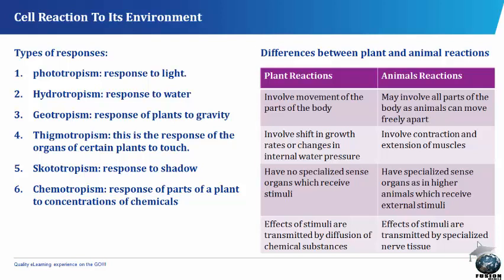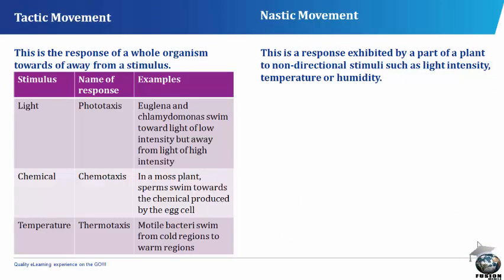And lastly, in plant reactions, effects of stimuli are transmitted by diffusion of chemical substances, and in animal reactions, effects of stimuli are transmitted by specialized nerve tissue. The following are movements. We have tactic movements, nastic movements, and also we have tropic movements. In tactic movements, this is the response of a whole organism towards or away from a stimulus.